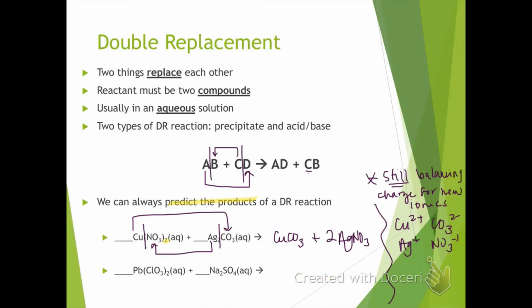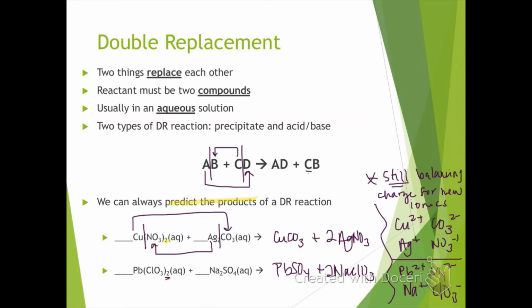So here we're going to end up making lead sulfate. Lead is 2+. We know it's 2+ from looking at this first compound, the lead chlorate, because chlorate is -1. Sulfate is SO4 2-, so we get PbSO4, one of each ion. Sodium is +1, and then our chlorate is -1, so one of each of those as well. Balancing wise, we need 2 sodiums and 2 chlorates.